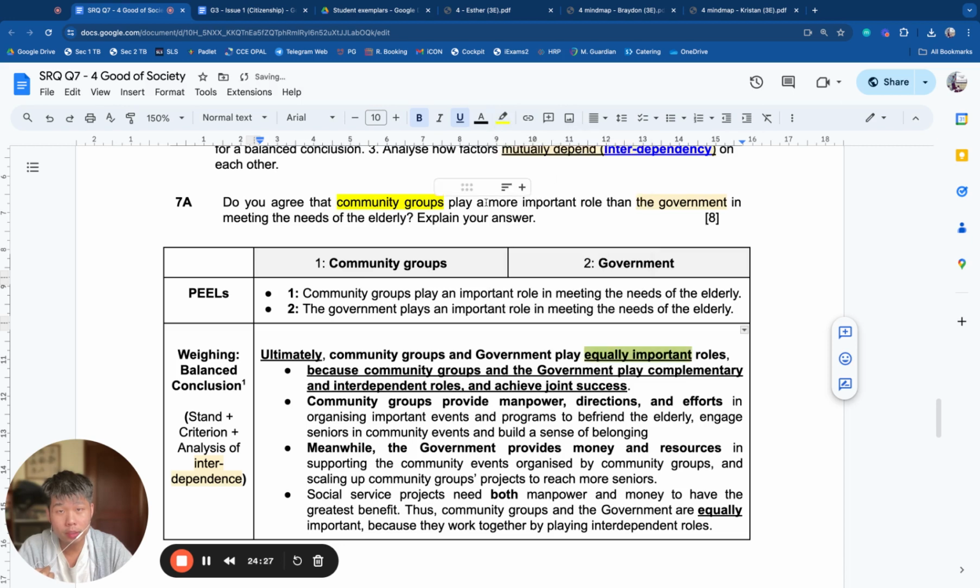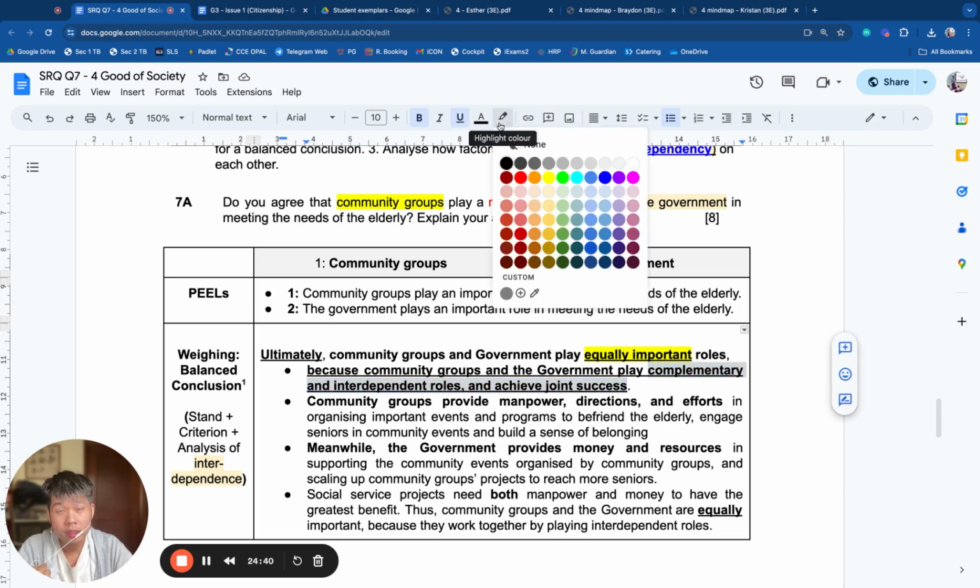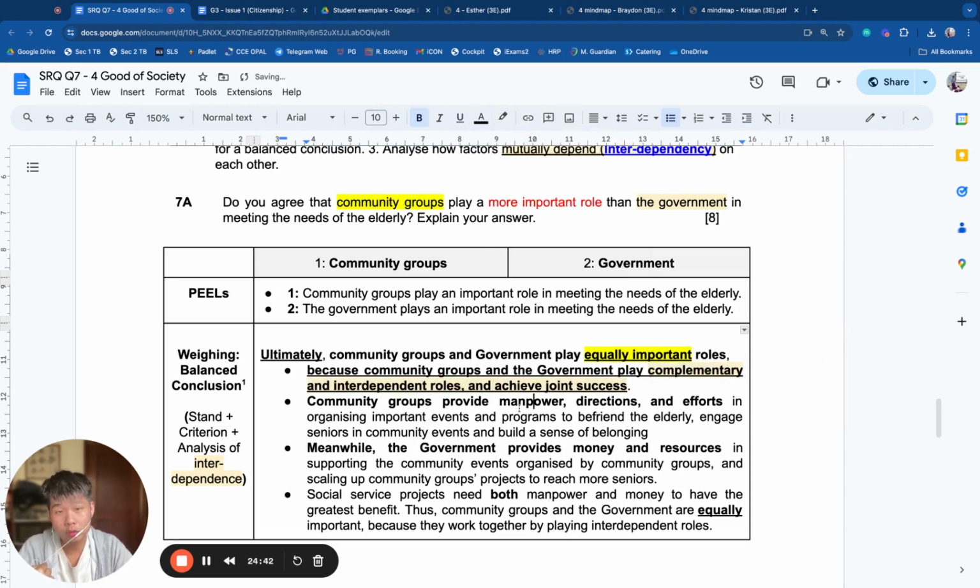So I'm answering this, which one is more important? Well, actually the answer here is that they are equally important because they are complementary and interdependent. They depend on each other to achieve joint success. Well, how do they depend on each other? Because community groups are more direct. They go on the ground to befriend the elderly. They provide the manpower, direction, and effort.